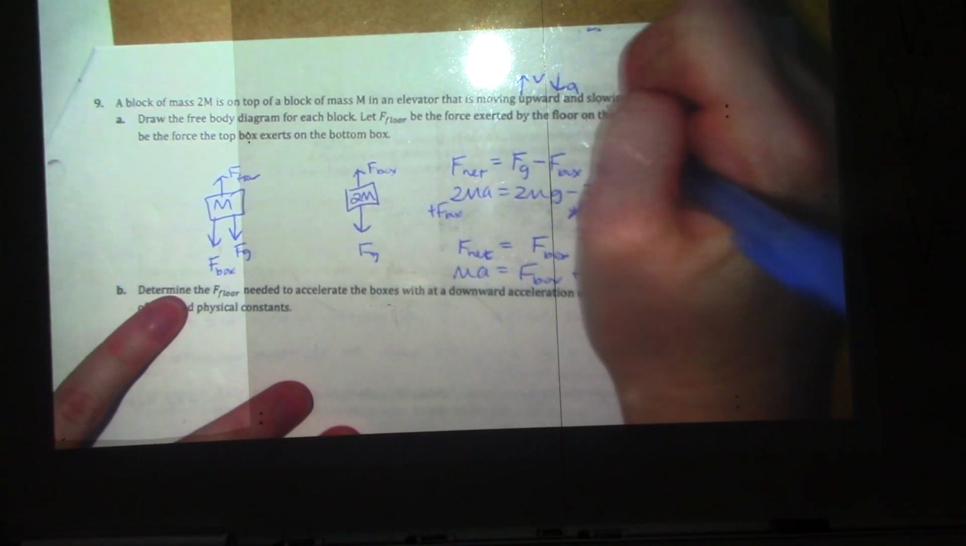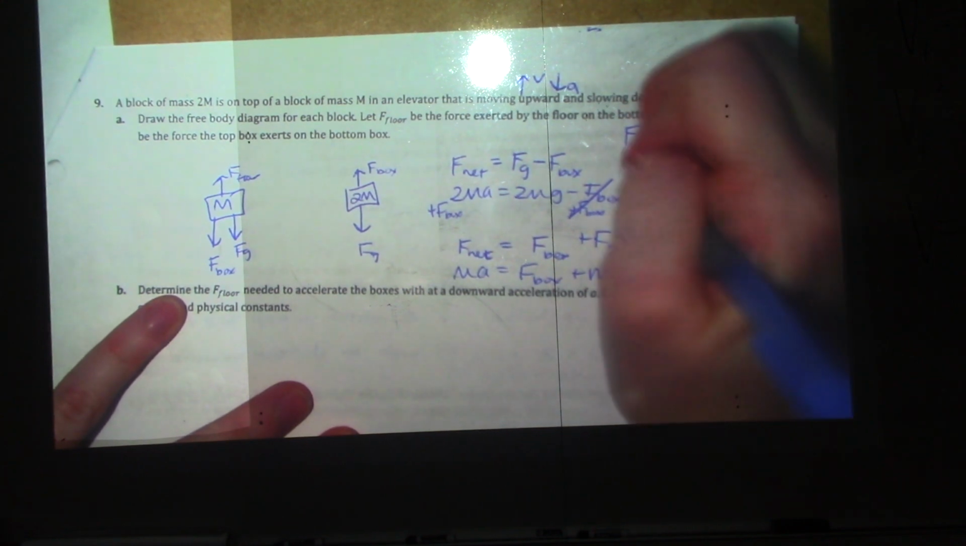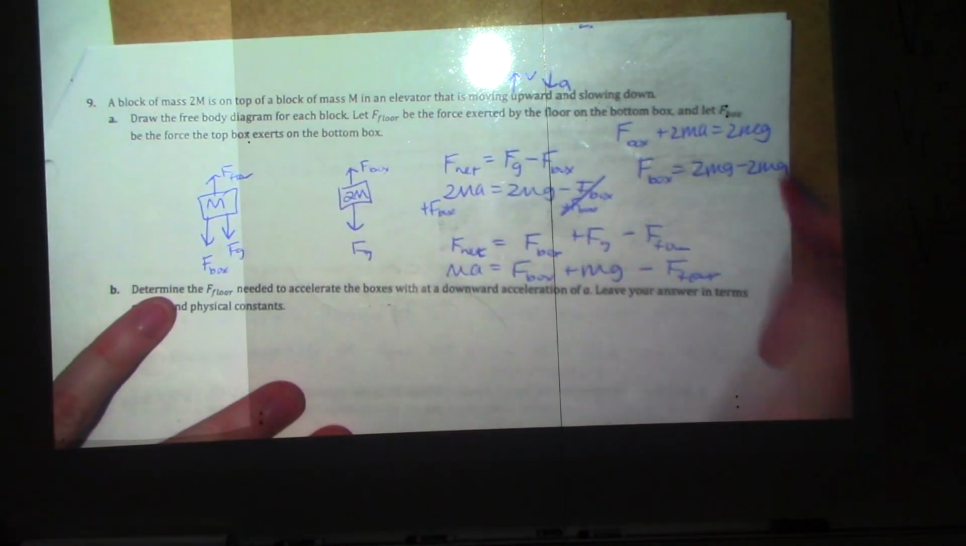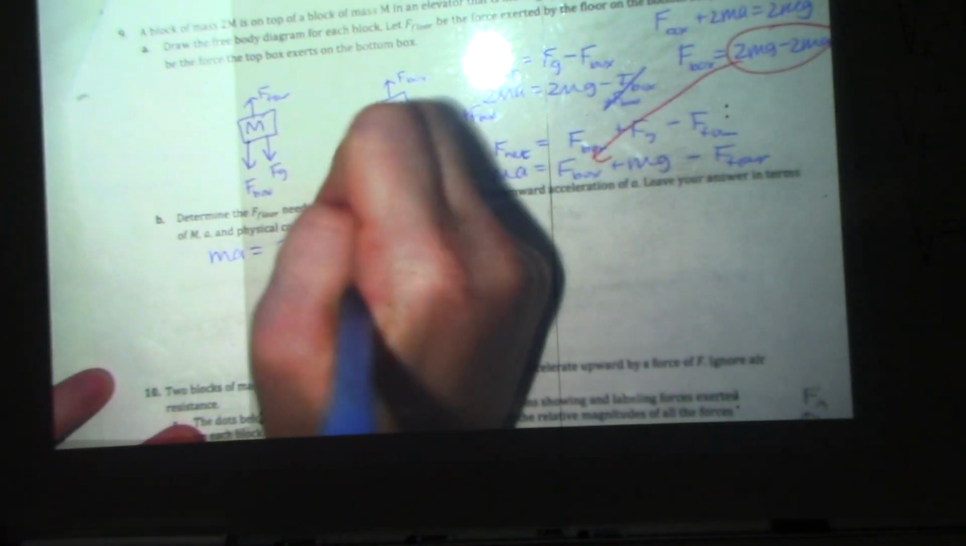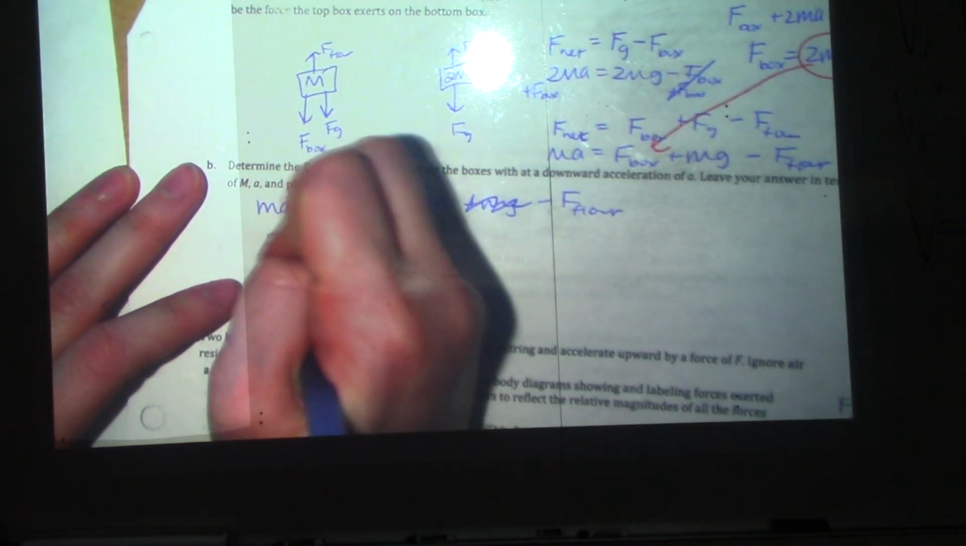And now that is F box plus 2ma equals 2mg. And then now it's really easy. Subtract that over. F box is 2mg minus 2ma. And now when I have that, I'm going to substitute that in here. So now I've got ma is F box, which we just said was 2mg minus 2ma, plus mg minus F floor. I'm going to combine these, make that just 3mg. And then I'm going to add that over and make that 3ma is 3mg minus F floor.